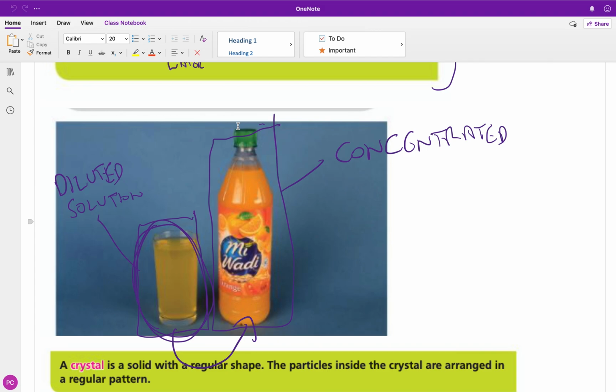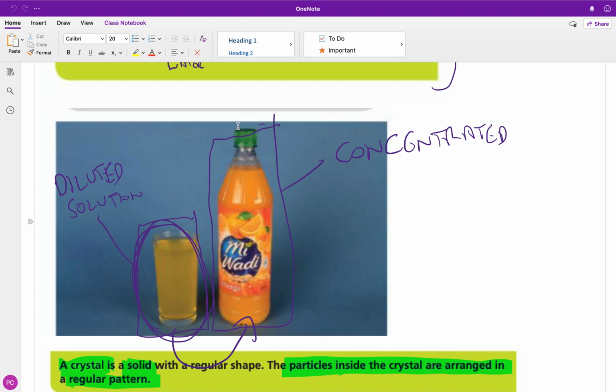So a crystal then, what you were trying to make, a crystal is a solid. So obviously it's not a liquid, it's not a gas. And the particles are arranged. So that's why you get this nice regular kind of crystally glassy substance at the end.